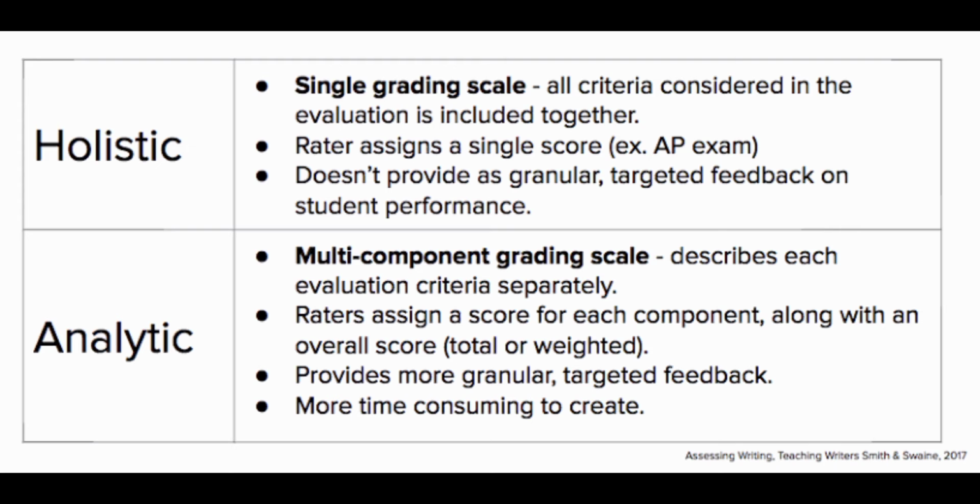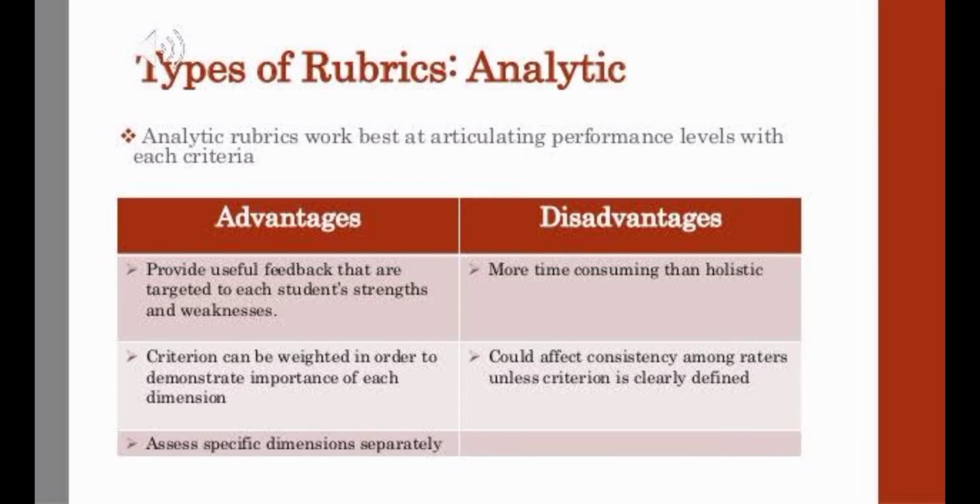And an analytic rubric is a multi-component grading scale. It describes each evaluation criterion separately. Raters assign a score for each component, along with an overall score. It also provides more granular, targeted feedback, but is more time-consuming to create. Analytic rubrics work best at articulating performance levels within each criterion.